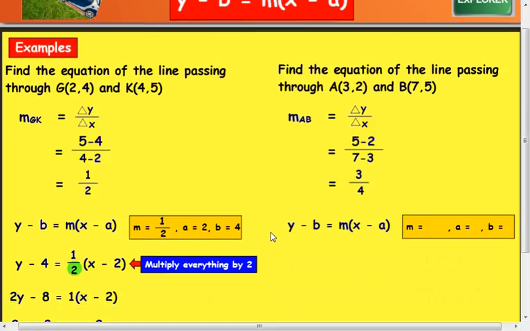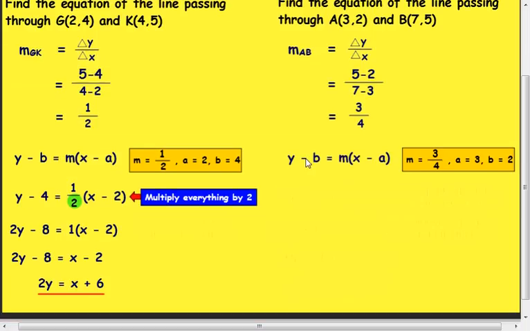Now, write the equation of the line out. Y take b equals mx take a. Now the gradient is 3 over 4. And you can pick either point again. I'm going to pick 3 for a and 2 for b. So looking at this here, we're doing y take away 2 equals m's 3/4, so 3 over 4, and then x take away a, now a is 3.